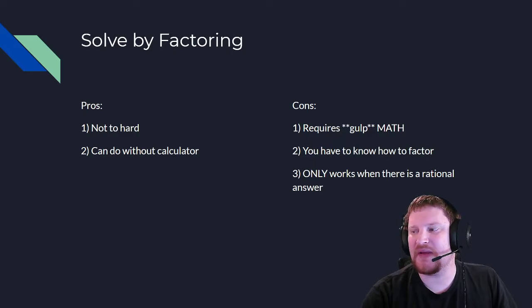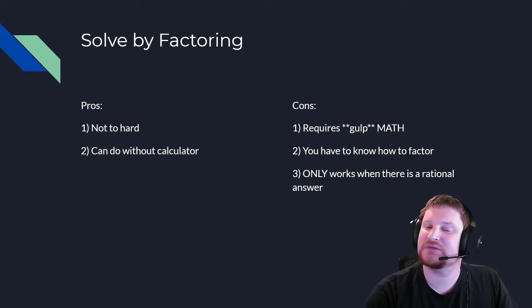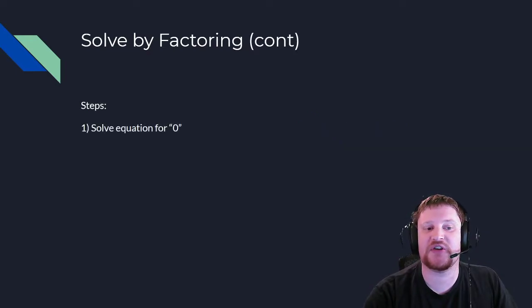Finally, the biggest downside about trying to solve these by factoring is that it only works when there's a rational answer. So if your answer is 1/2 or 3, it works just fine. But if your answer is the square root of 7, it's not going to work so hot. Let's take a look at the steps. It is very straightforward. First of all, get your equation equal to 0. Factor the equation and identify your solutions. It's that straightforward.